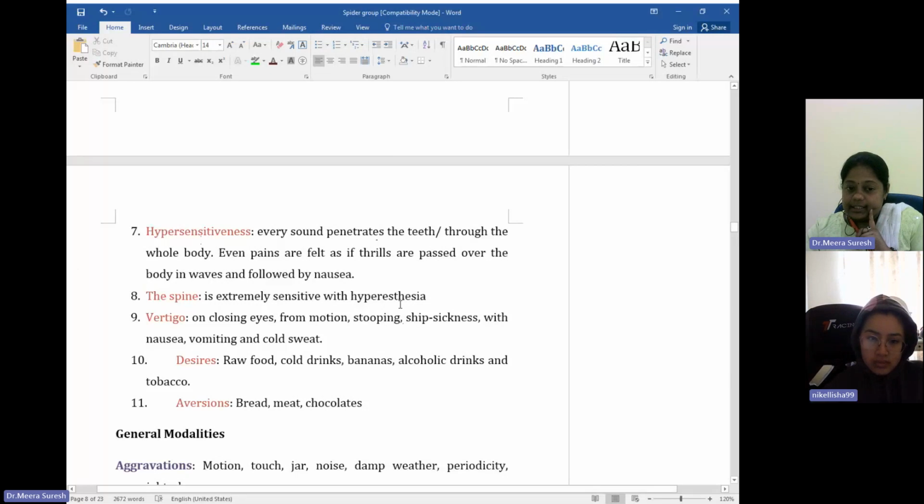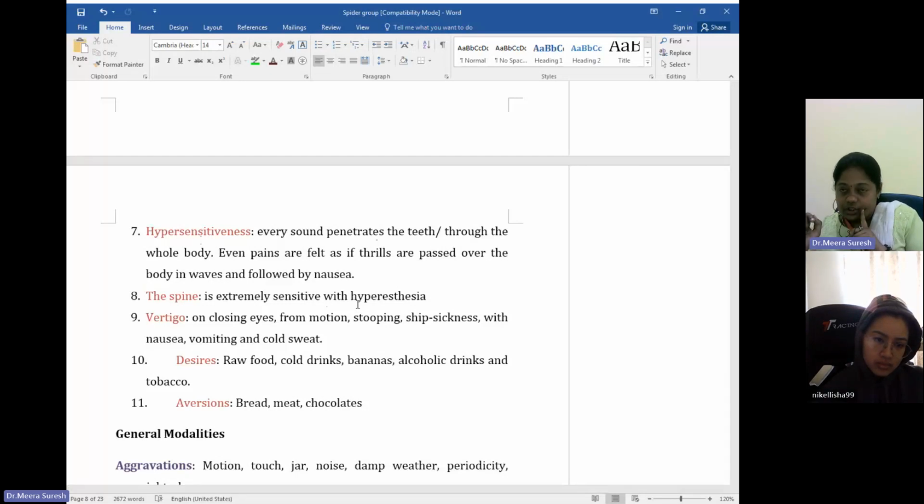Then the spine is extremely sensitive. We see the hyperesthesia over there also. And how we explain that hyperesthesia in spine is, if we are going to touch the spinal region, the person will be having, in case of Theridion, they can't sit like this, touching the chair. They actually don't want anything to touch their spinal cord or the vertebra, and so they will be sitting like this without any contact. So that pressure also will be an aggravation. They don't want any touch. It will be highly sensitive. And that is in case of Theridion.